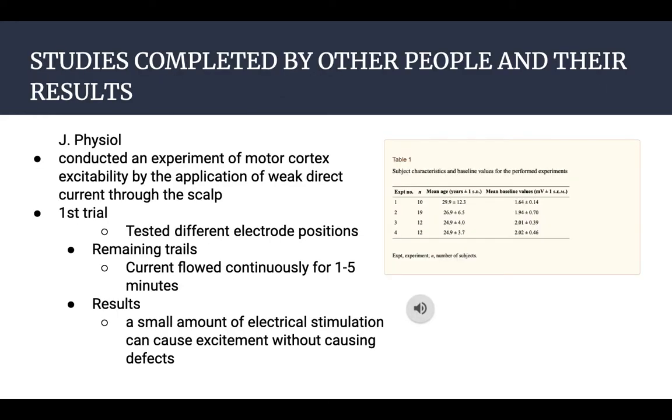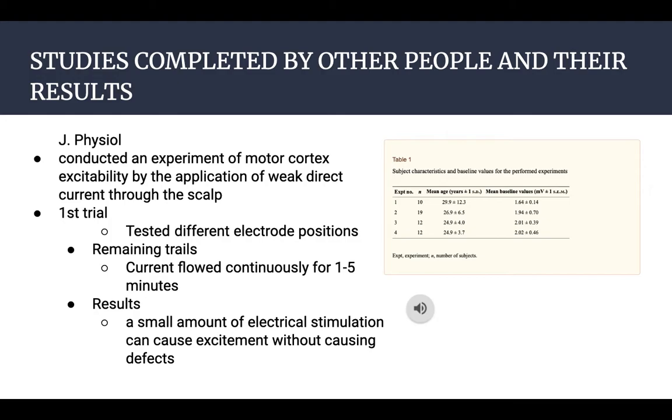Jay Fiziol conducted an experiment where he demonstrated the possibility of a non-invasive modulation of motor cortex excitability by the application of weak direct current through the scalp. To do this, he placed a saline-soaked pair of surface sponge electrodes on a person's scalp. Then, the shock was delivered by a specially developed battery-driven stimulator with a maximum output of 1 mA.